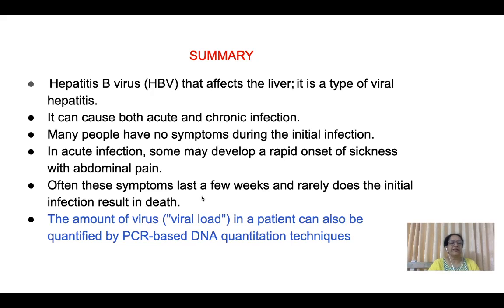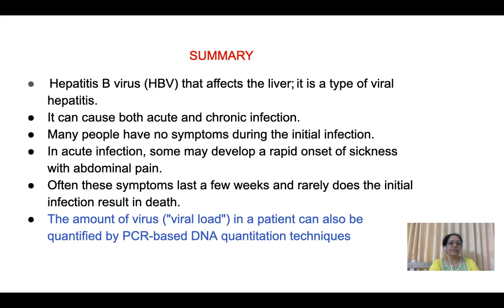So in summary, hepatitis B virus affects the liver. It is a type of viral hepatitis. It can cause both acute and chronic infection. Many people have no symptoms during initial infection, but in acute infection, some may develop a rapid onset of sickness with abdominal pain. Often these symptoms last a few weeks and rarely does the initial infection result in death.